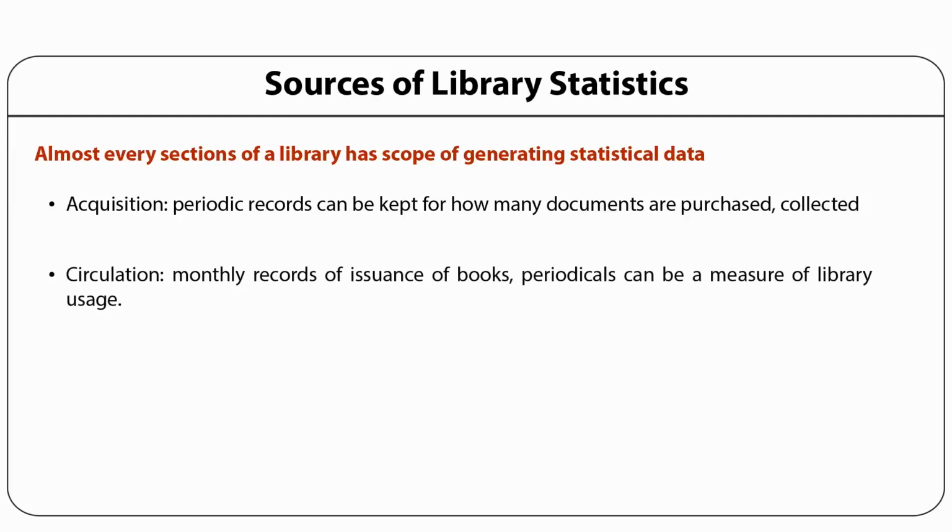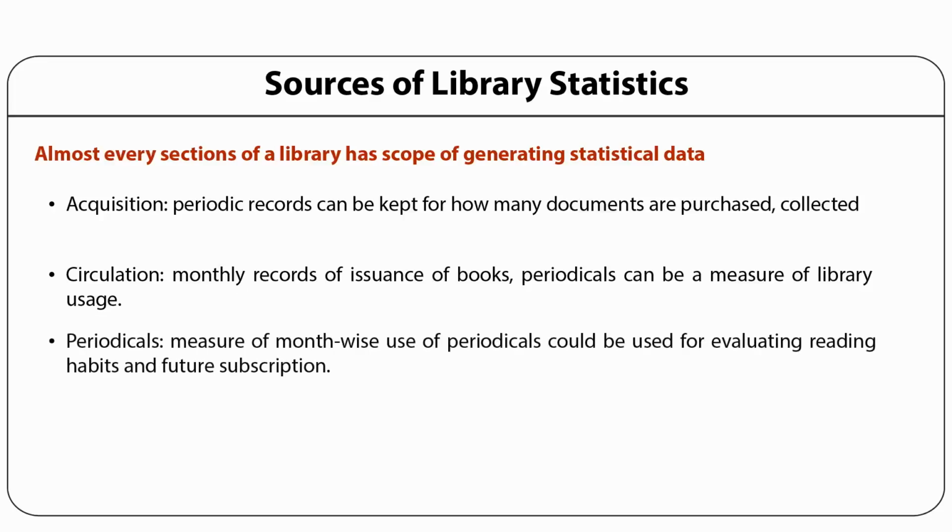In the circulation area, basically on a monthly basis, how many people have approached your library and issued books, how many books are used, how many times a single book is used, or several types of such circulation documents. Circulation statistics can be generated for library use. In the periodical section, periodicals used to be purchased in print form. Now both print and online, mostly online, are being purchased.